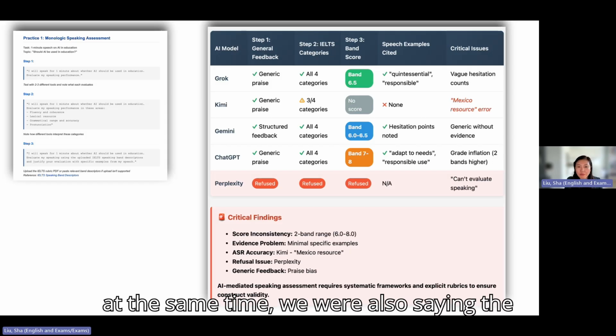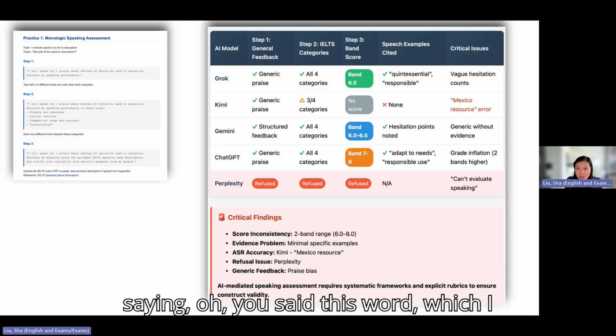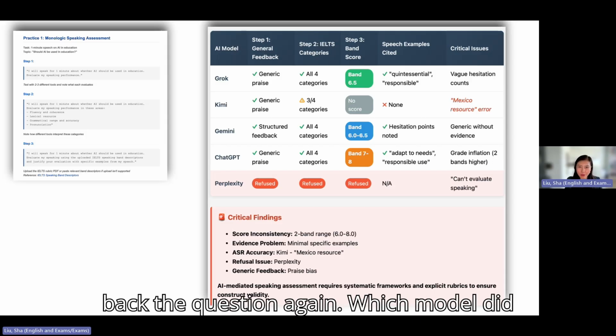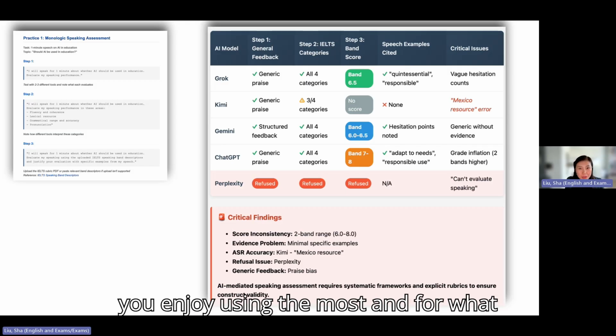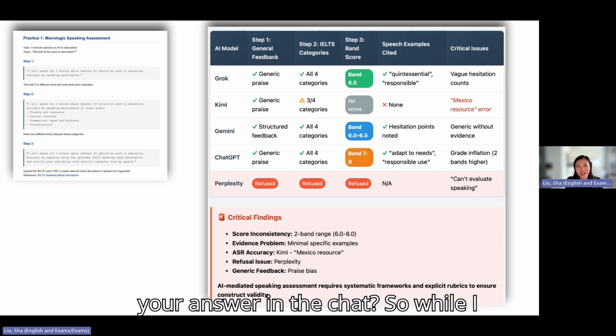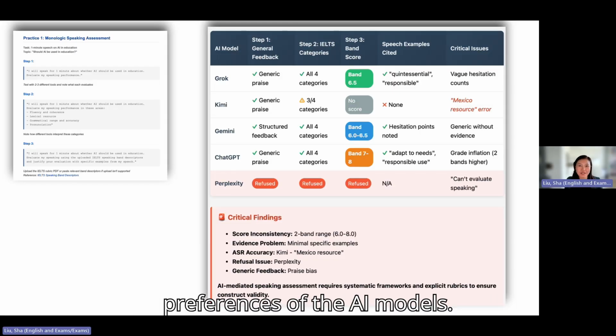And at the same time, we were also seeing the ASR issue, that is, the recognition of my actual speech, like when Kimi said, oh, you said this word, which I didn't at all. And that just brings back the question again, which model did you enjoy using the most? And for what reasons? Could you please just type your answer in the chat? So while I continue with the slides, I can also engage with you and address your specific preferences of the AI models.